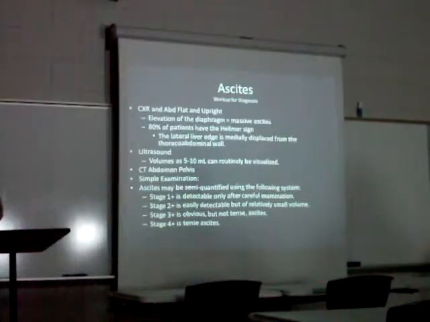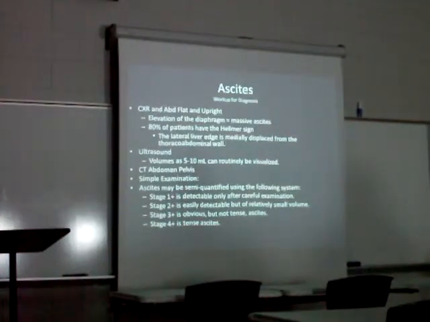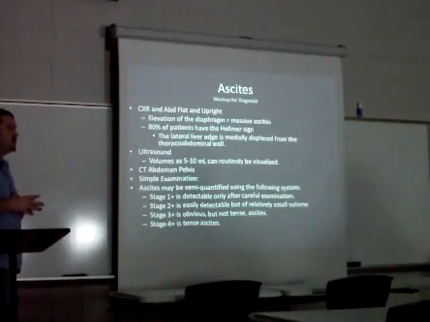Stage 3 is obvious, but not tense. And so basically, you can still press on the abdominal cavity. You don't see the tension that normally would exist. Stage 4, the patient is very tense, and so it's labeled tense ascites. This is the most severe. These are the type of people that you will see when you scan them, that they'll have tons of fluid all throughout their body.